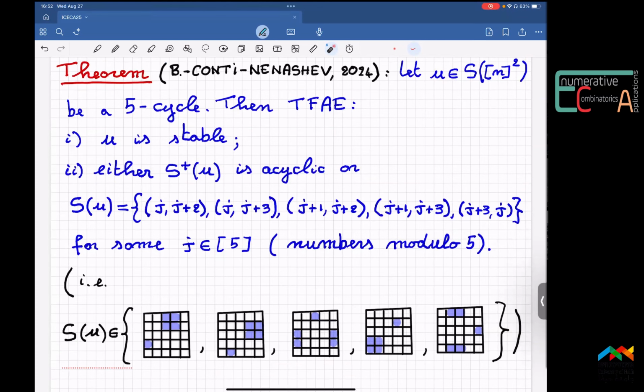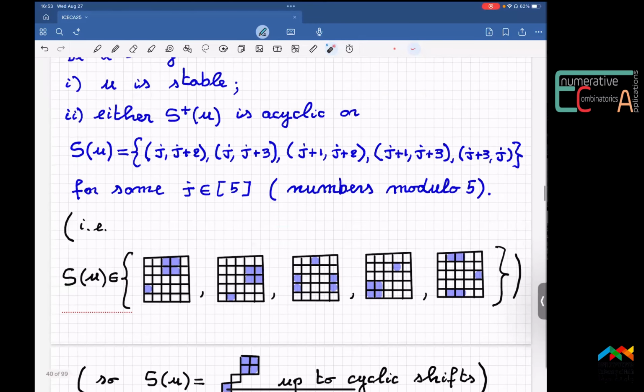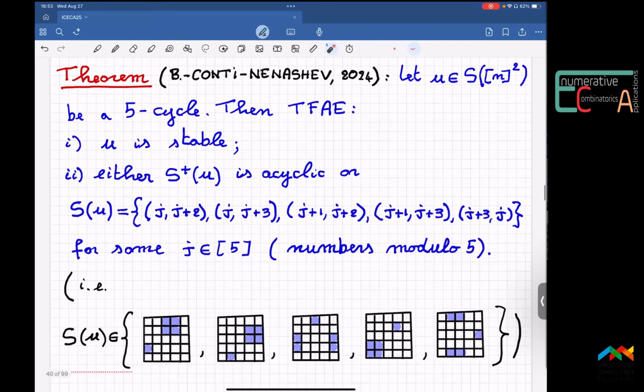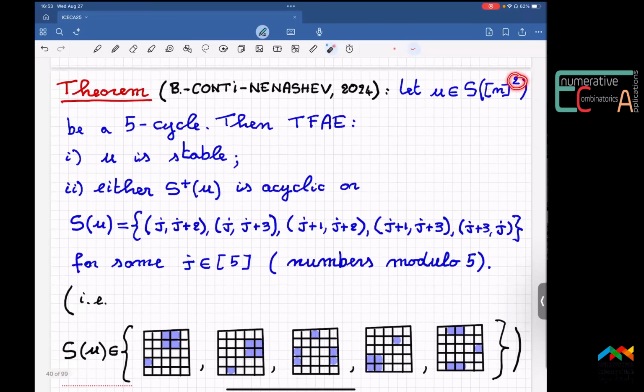Now, notice that these configurations are really just one, because this is obtained from that one by going one to the right and one down, and so on, in a torus, of course, cyclically. So in practice, we are saying that S of u is equal to this configuration up to a cyclic shift. So we do have results here and there, but this is pretty much the state of the art for what concerns cycles in n square.